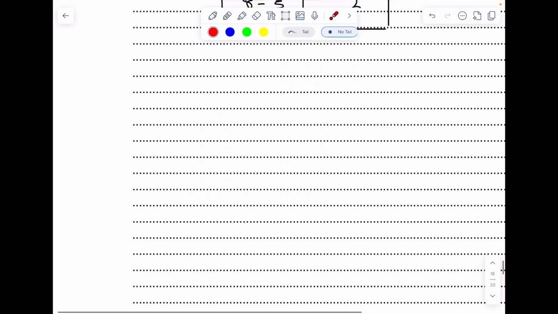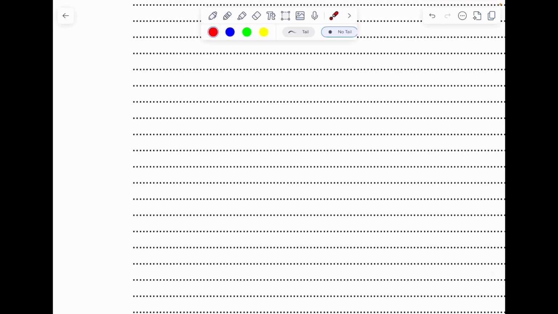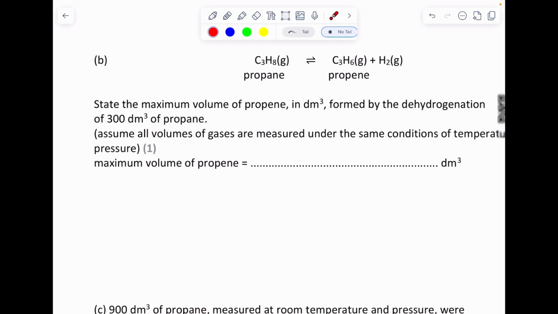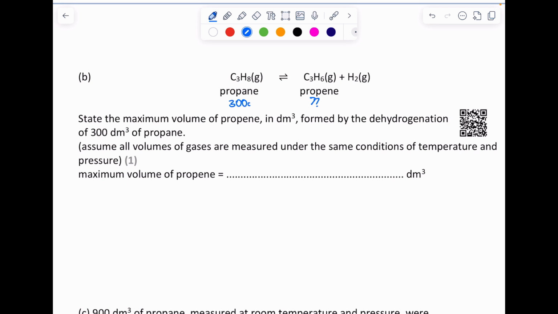Okay, next little bit is a calculation. Here we go. So, state the maximum volume of propene. Let's get my pen working here. State the maximum volume of propene. So I want to know how much of this you would get from 300 decimeters cubed of this. Well, if you look at the ratio, there is 1 to 1. Therefore, I will get exactly the same, 300 decimeters cubed.